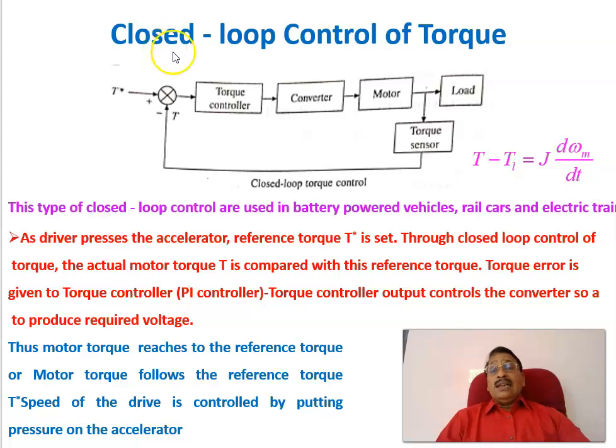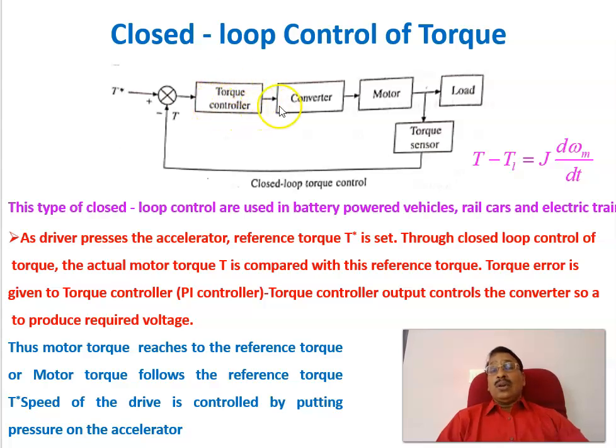This explains the closed loop control of the torque. In this block diagram, T star is the reference torque. This is the required torque. And the actual torque is sensed using a torque sensor, and that is fed back. This is the actual torque. This is the reference torque. Error is taken, the torque error. And that torque error is the input to the torque controller. Torque controller, again, as I already told, is a PI controller.